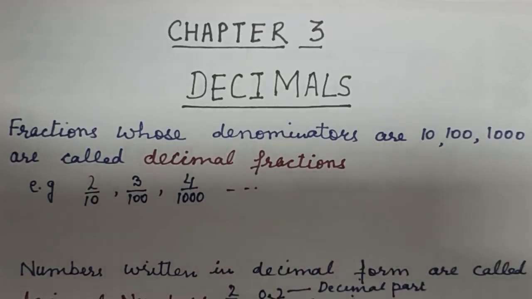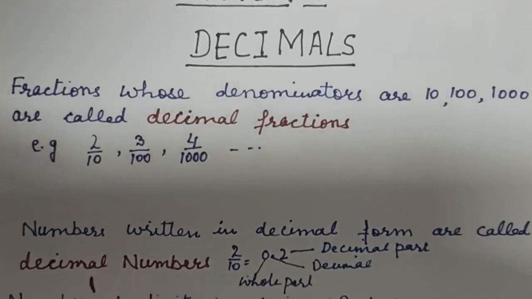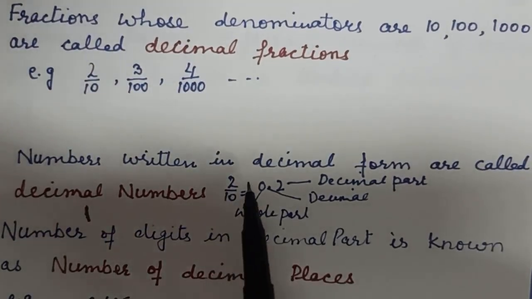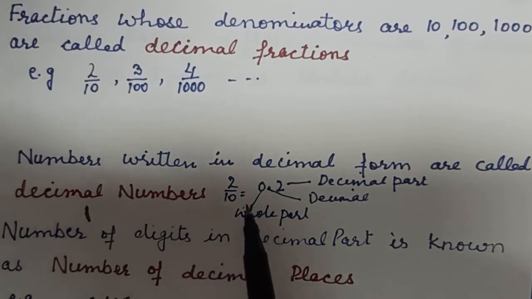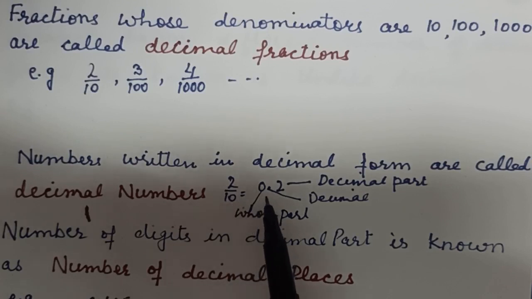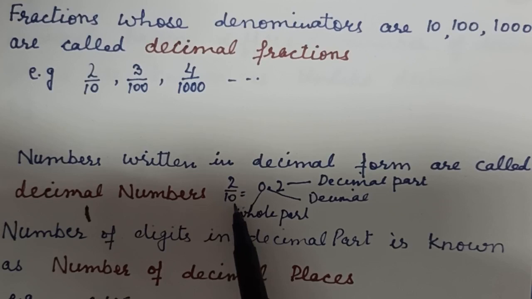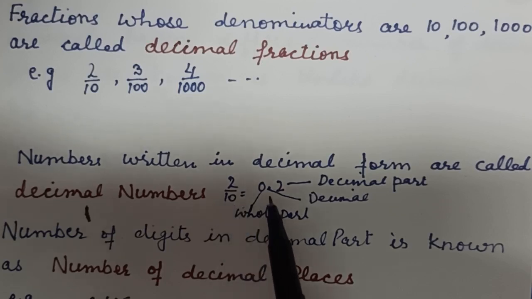Then what is a decimal number? Numbers written in decimal form are called decimal numbers. Decimal form means when you have a decimal fraction 2 on 10, we write it as 0.2. Why 0.2? Because the denominator is 10. 10 means the power of 10 is 1. So 1 decimal place. Alright.